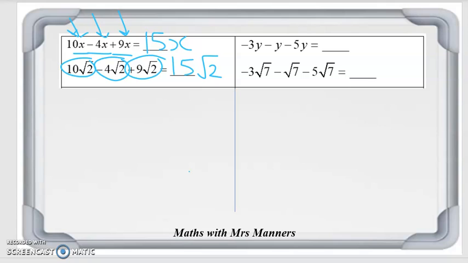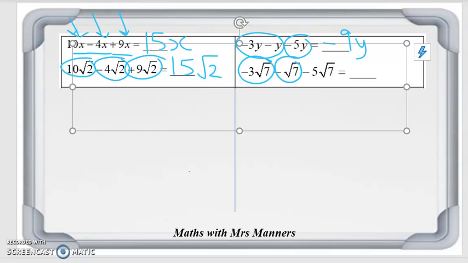Minus 3y minus y is minus 4y. And minus 4y minus 5y is minus 9y. So the same thing's going to happen here. Minus 3 root 7 minus root 7 is minus 4 root 7. Don't forget there's a 1 there. And minus 4 root 7 minus 5 root 7 is minus 9 root 7.